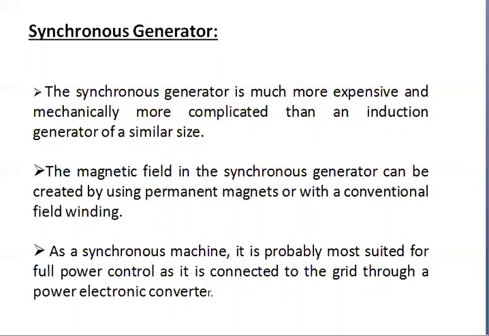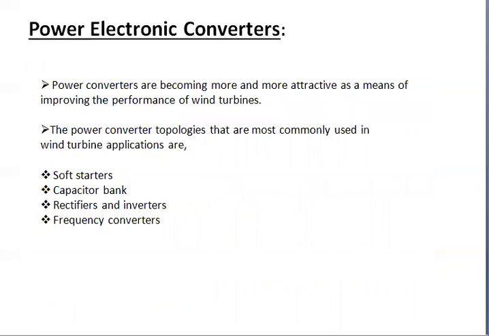There are two classical types of synchronous generators that have often been used in wind turbines. Those are wound rotor synchronous generators and permanent magnet synchronous generators. Mainly we will use the wound rotor synchronous generator. In very rare cases we will use the permanent magnet synchronous generator.